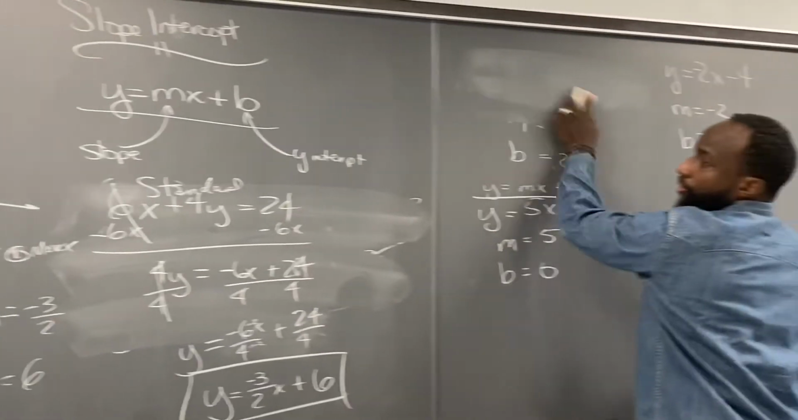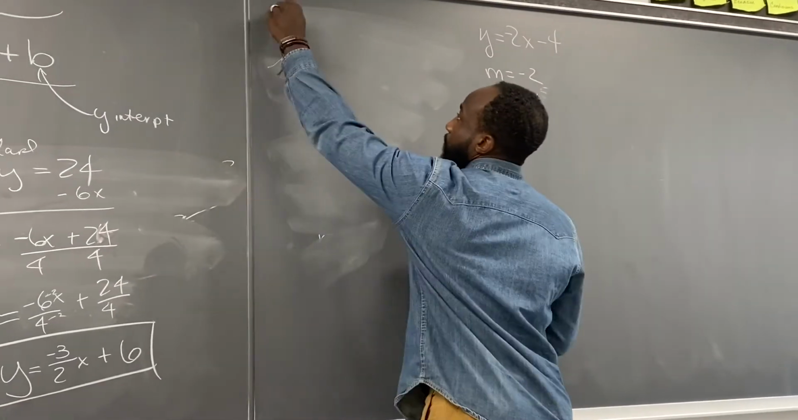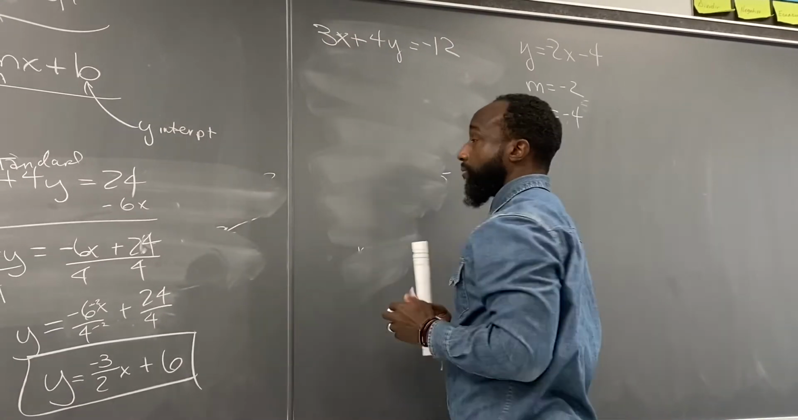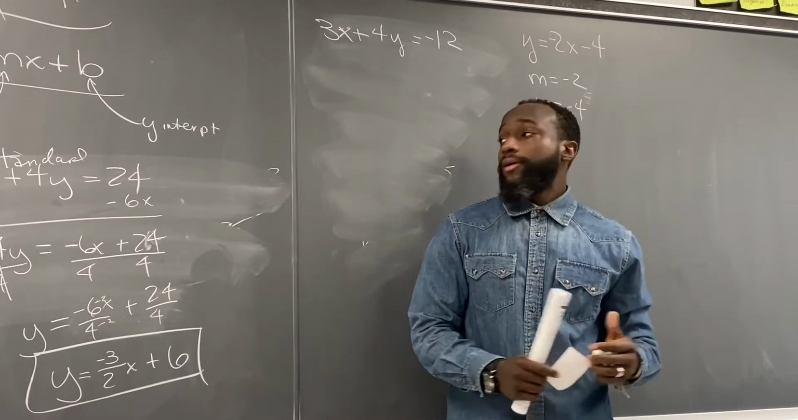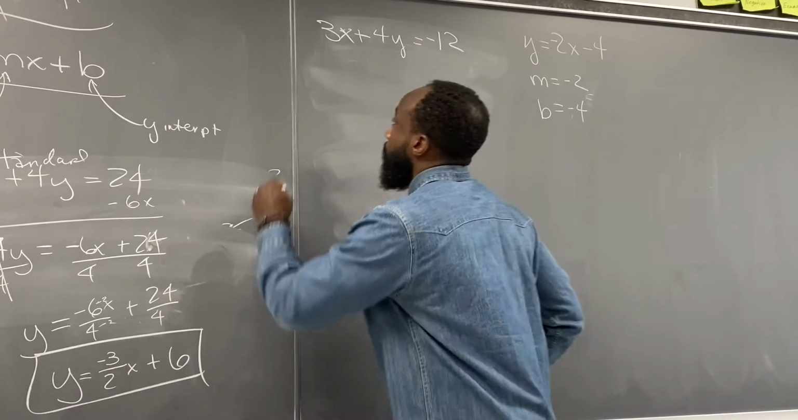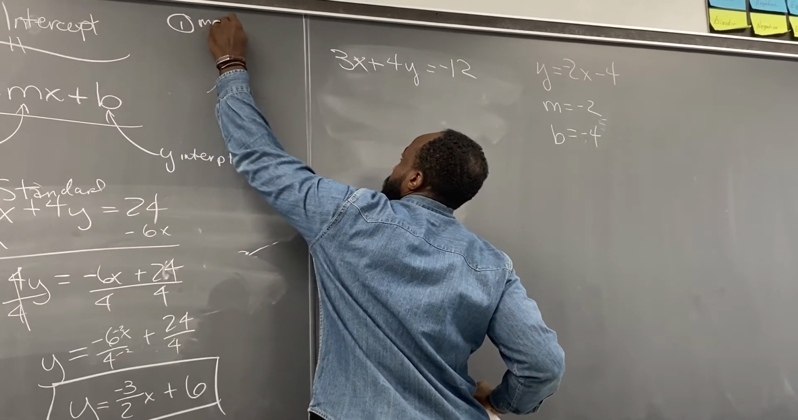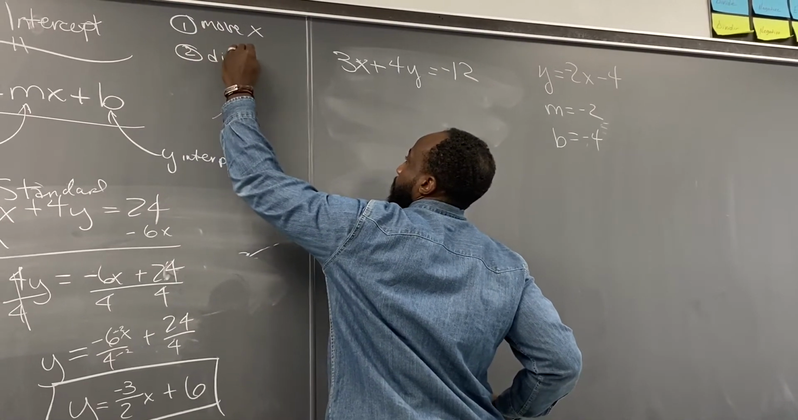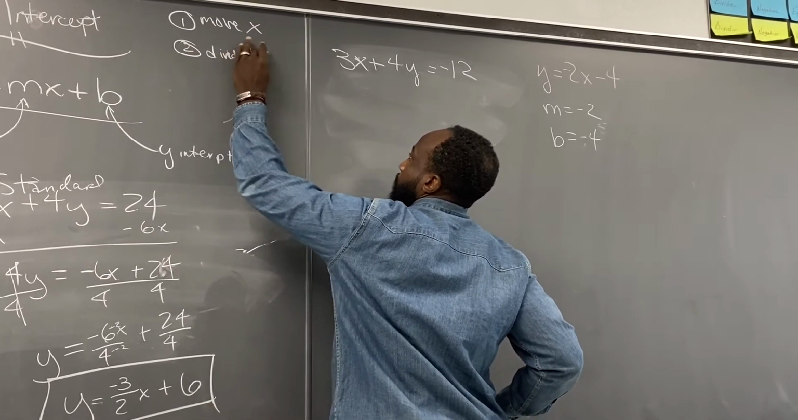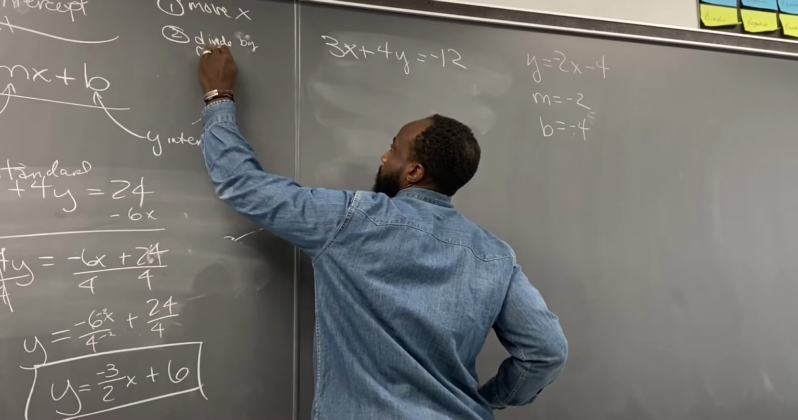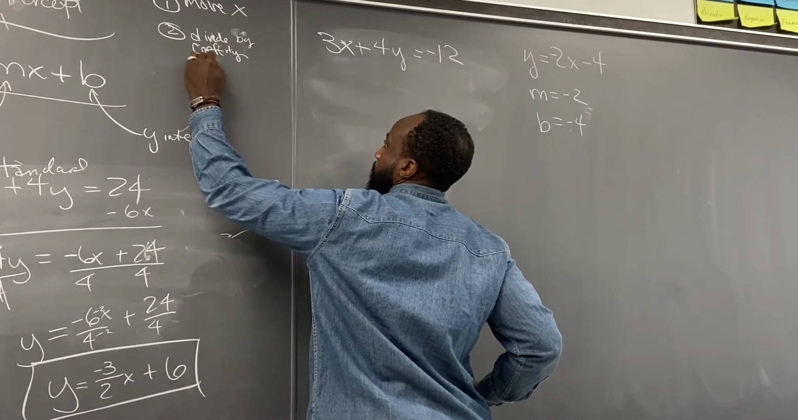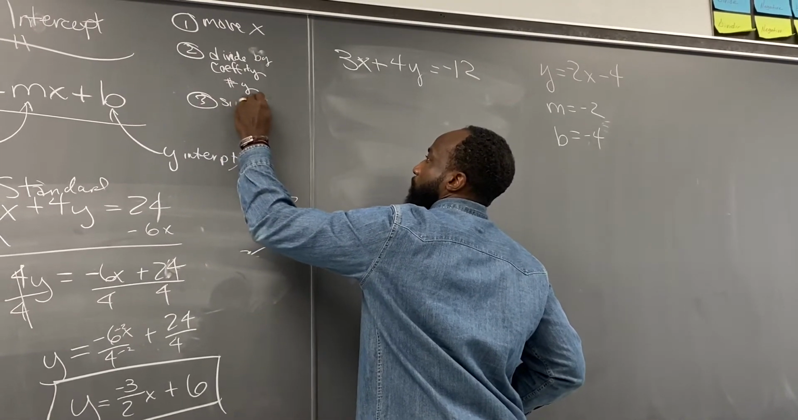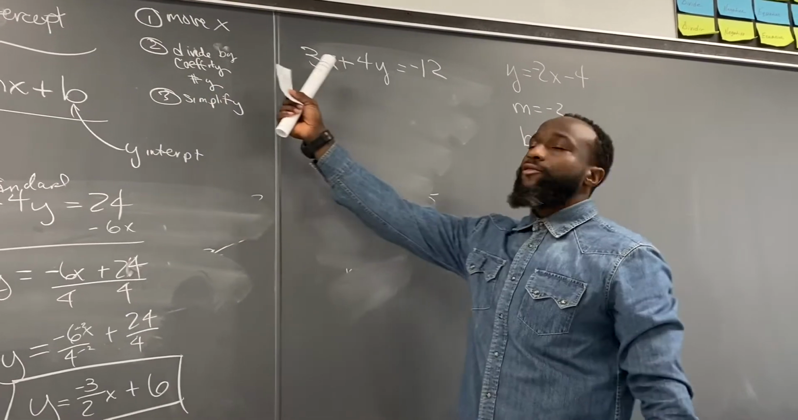We have 3x plus 4y equals negative 12. Again, number one, the first thing you want to do is move the x. The second thing you want to do is divide by the coefficient connected to the y, the number connected to the y. And then from there you simplify or reduce. First thing you want to do, move the x.